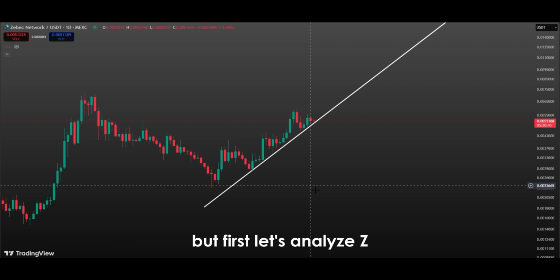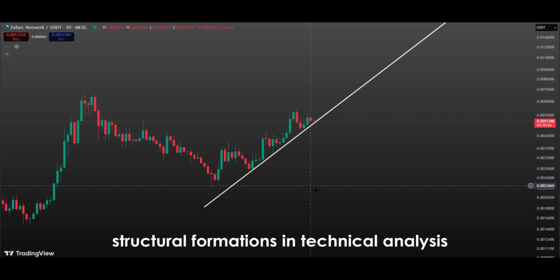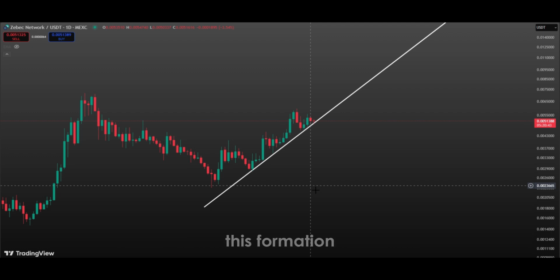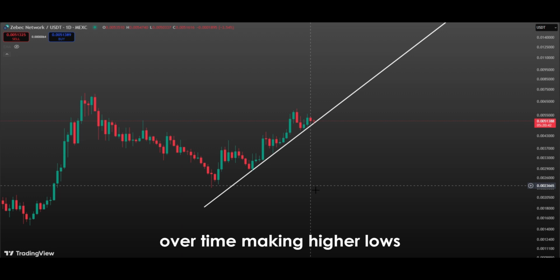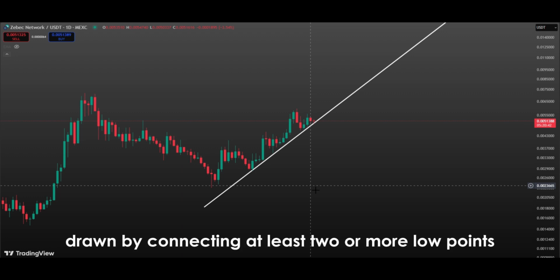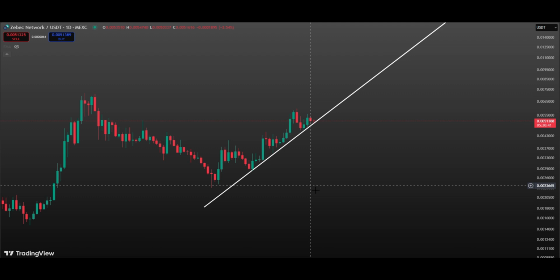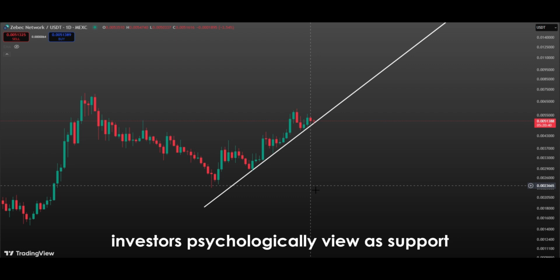But first, let's analyze Zbcn. The ascending trend line is one of the most closely watched structural formations in technical analysis. This formation indicates that the price is in an upward trajectory over time, making higher lows. This trend line is typically drawn by connecting at least two or more low points, and over time it becomes a level investors psychologically view as support.